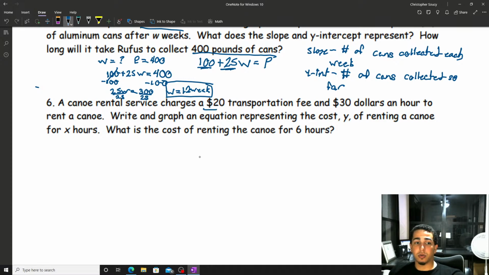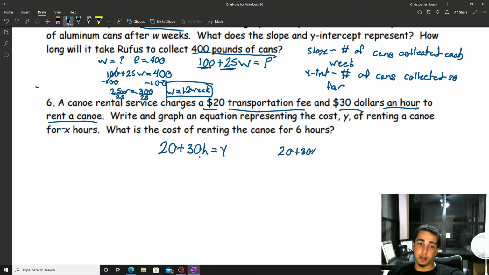So they tell us that there's a $20 transportation fee and then $30 an hour to rent the canoe. So the $20 is a flat rate. You only pay that one time. And then we're going to pay $30 for each hour that we rent the canoe for. And this is going to equal y, which is the total cost for renting the canoe for x hours. So instead of H, they want it to be x. So we have 20 plus 30x equals y.